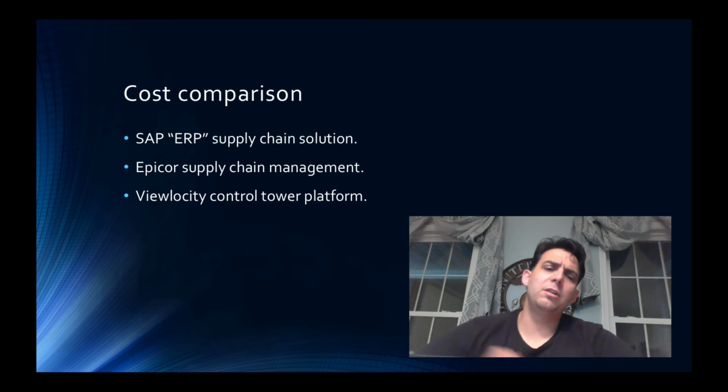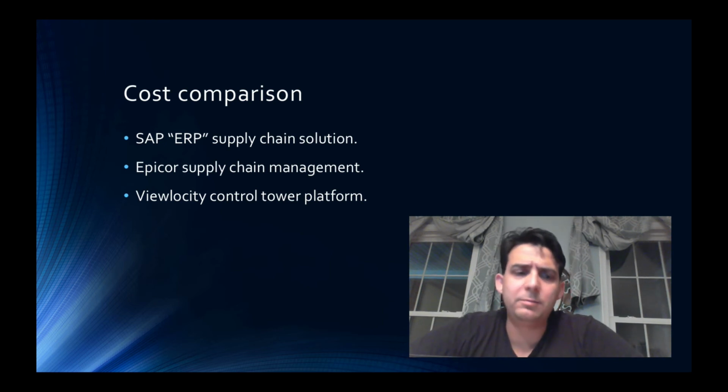For those of y'all that don't know what ERP is, I'll break down SAP a little bit for you on the cost. ERP is Enterprise Resource Planning, and it's a large-scale software program designed for modern businesses, large and small. Businesses such as Ford, GE, IBM, they all use programs such as SAP, which are ERP-based supply chain solutions for their organizations.